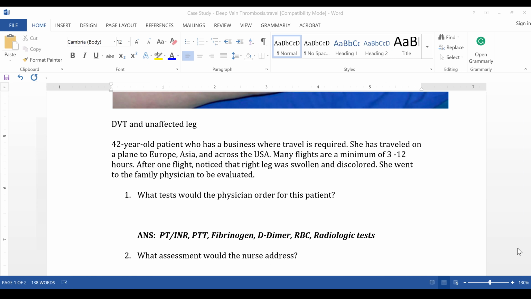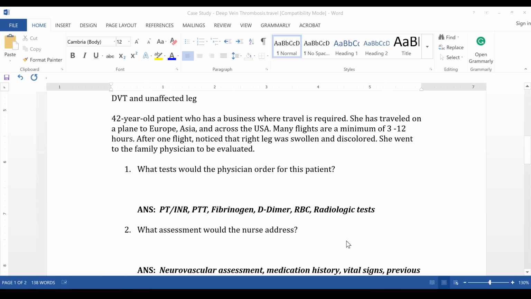Pedal pulses, assess for pain, check calf, okay, measure the calf. All right, neurovascular check, that's basically, can you feel me touching you? Can you wiggle your toes? And you would check pedal pulses. Blanching of the skin, vitals, warmth and obvious, and see if it's swollen.